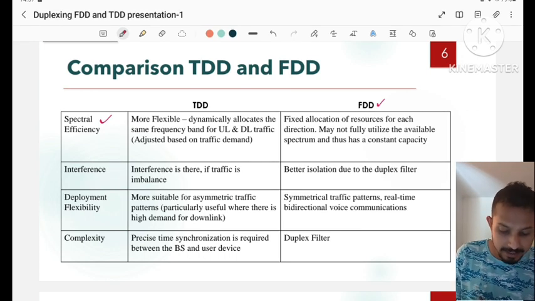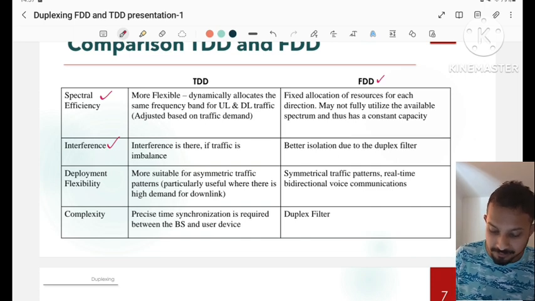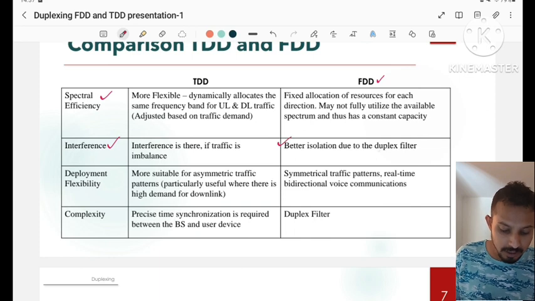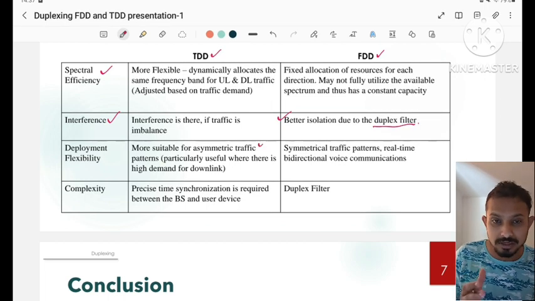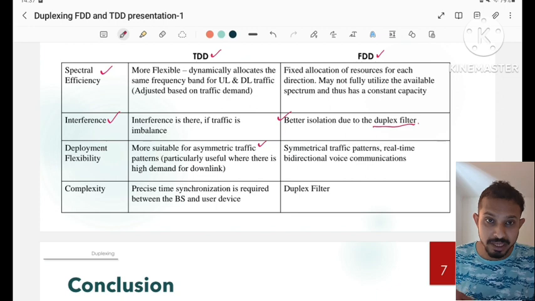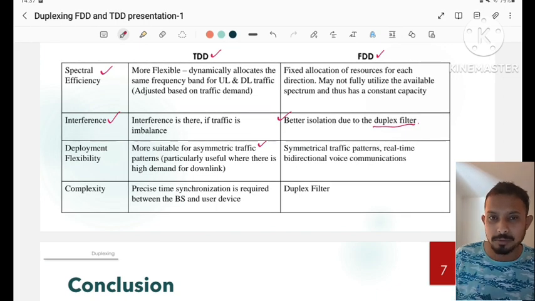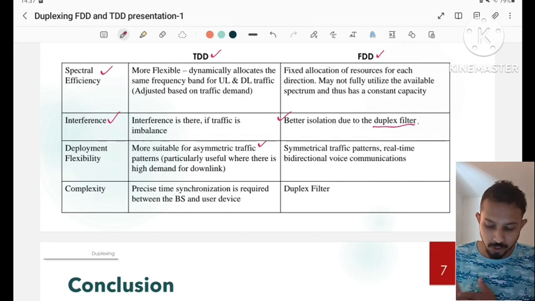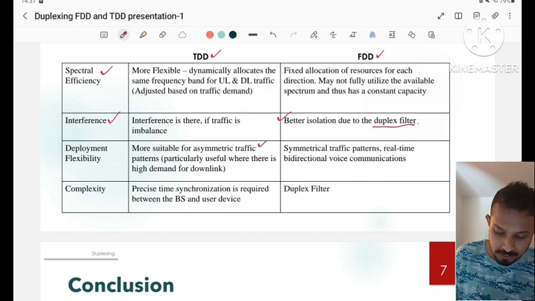As for interference, in TDD there is interference because if traffic is unbalanced, there might be chances of interference. Whereas in FDD, there is better isolation because of the presence of the duplex filter. For deployment flexibility, TDD is more suitable for asymmetric traffic patterns, particularly where there is a high data demand for downlink communication, for example video streaming, whereas FDD is more suitable for symmetrical traffic patterns, for example real-time bidirectional voice communications in GSM or 2G networks.